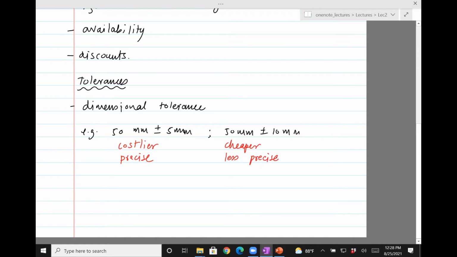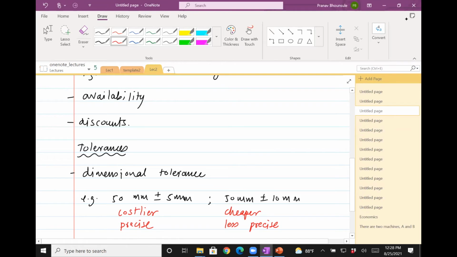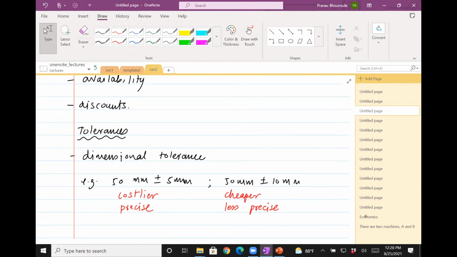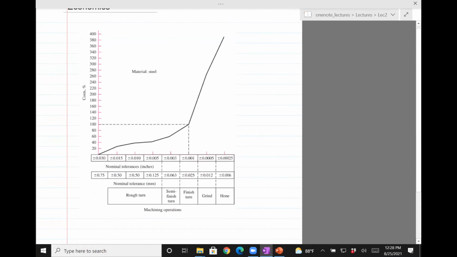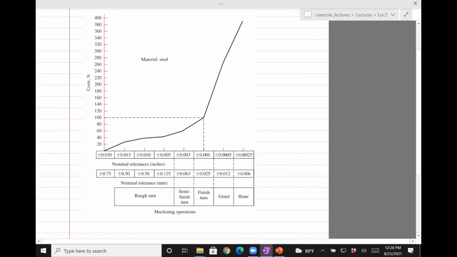Okay, so in fact, the book gives this diagram, which I really like. It basically gives you a diagram of how the costs scale with the processing involved. For example, this is for steel. The cost is on the y-axis and the tolerance is on the x-axis. So this basically tells you as you go from left to right, you can see that the tolerances are reducing. So this is 0.03, the units are inches. And then as you go down, you have 0.00025, which is extremely tight tolerance.